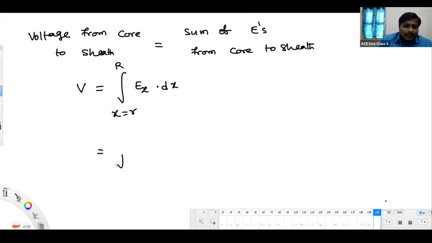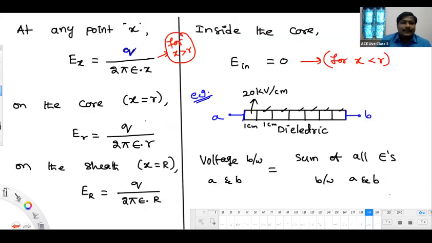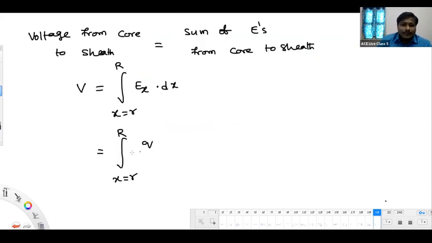Now you can write here x equal to small r to capital R. What is the Ex value? Already we got q by 2 pi epsilon x as the Ex value, with respect to x. Now you do that integration. You take q by 2 pi epsilon out and you have 1 by x integration. We'll get some value.